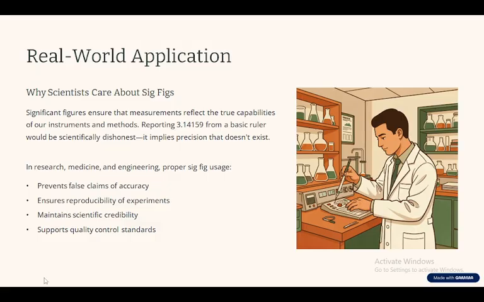Real world application. Why do scientists care about significant figures? Significant figures ensure that measurements reflect the true capabilities of our instruments and methods. Reporting 3.14159 from a basic ruler would be scientifically dishonest. It implies precision that doesn't exist. In research, medicine, and engineering, proper significant figure usage prevents false claims of accuracy, ensures reproducibility of experiments, maintains scientific credibility, and supports quality control standards.